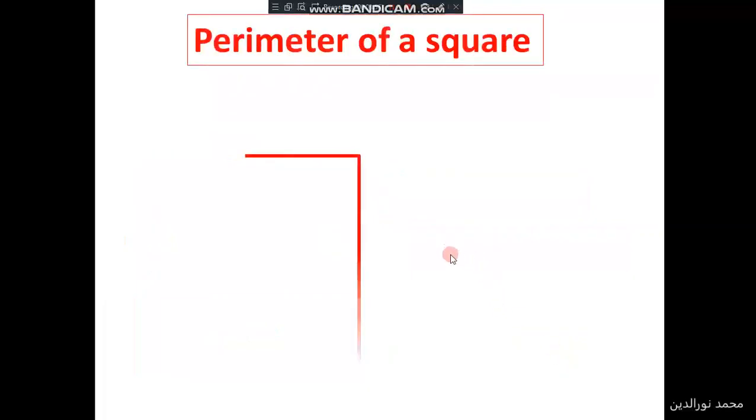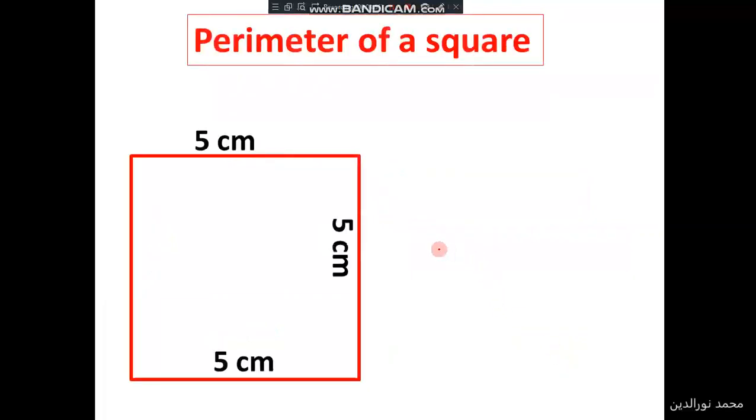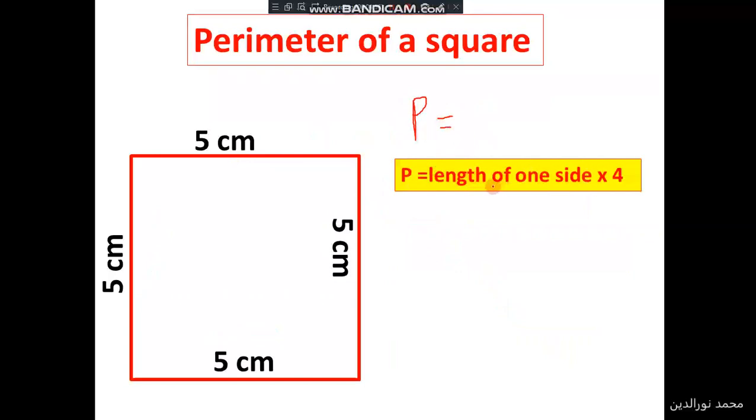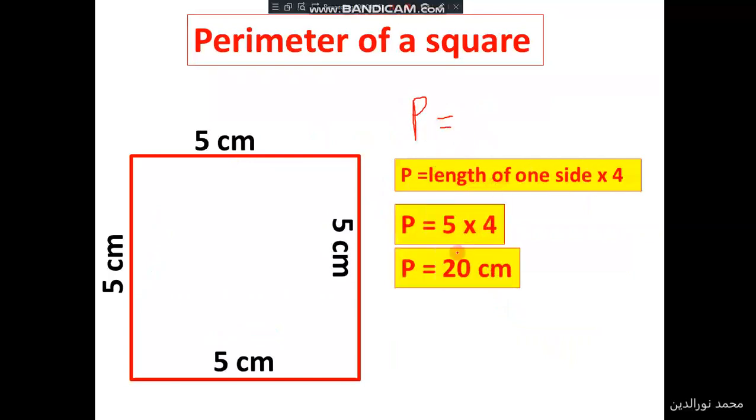Another example, perimeter of a square, and the square's side is 5 centimeters. So we said before that the rule is perimeter is the length of one side, which is 5, times 4. 5 times 4 is 20. So the perimeter of this square is 20 centimeters.